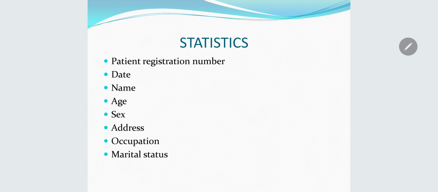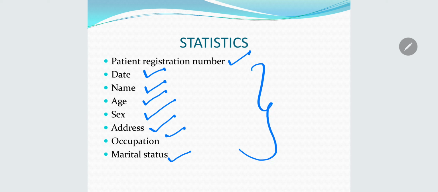What is the first component? That is statistics. Statistics include patient registration number, date, name, age of the patient, sex of the patient, address, occupation, marital status. Remember, each and everything has a good significance. We should not miss anything in the statistics, because each and every statistic has a very important significance. We will see the significance of each and every statistic now.